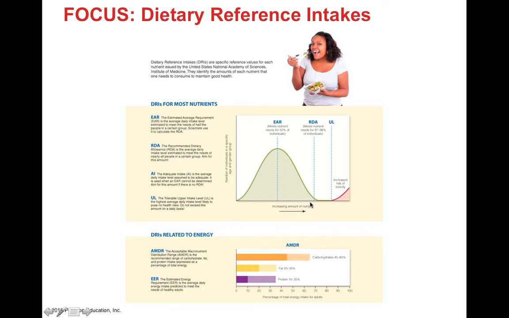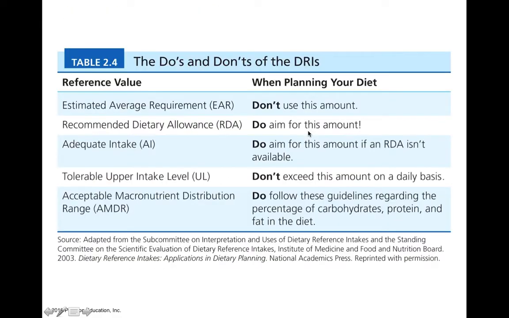So while you might not hit the RDA every day, your goal should be to aim to hit the RDA every day, the recommended dietary allowance. So really you should be aiming to hit the RDA for that nutrient, not the EAR. The adequate intake level is what you would use if the RDA wasn't available.